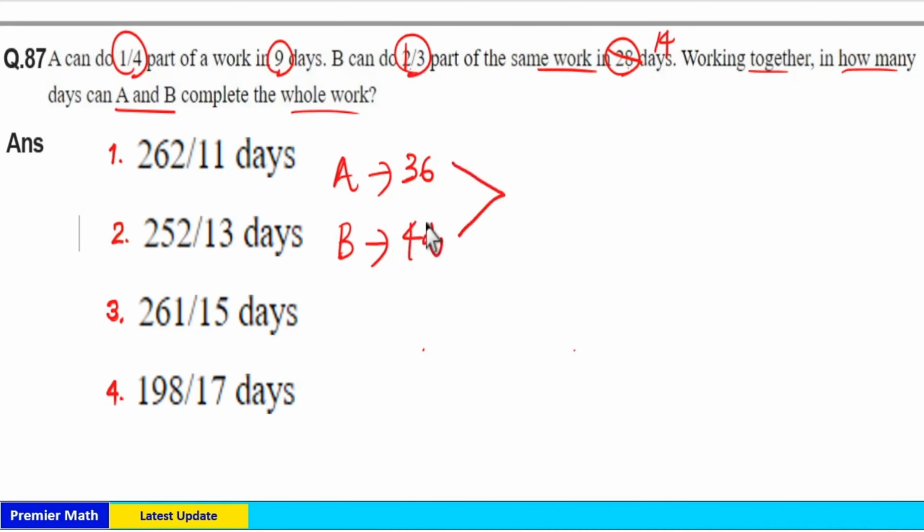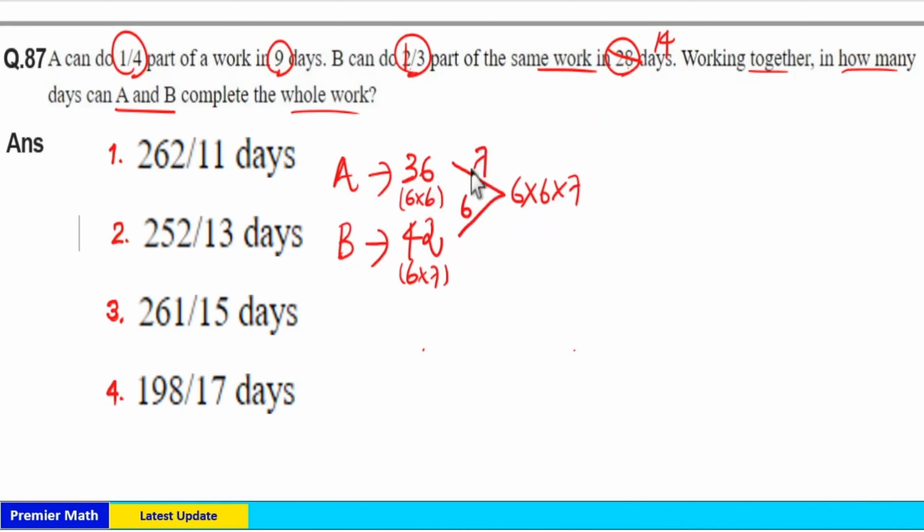Both are doing the same work. Take the LCM. 6 into 6 is 36 and 6 into 7 is 42. Now take one 6 from here. Here you have 6 into 7. That is 36 into 7 is the LCM. 36 goes 7 times in LCM. 42 goes 6 times in LCM.